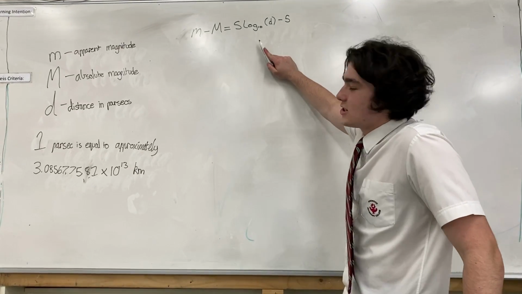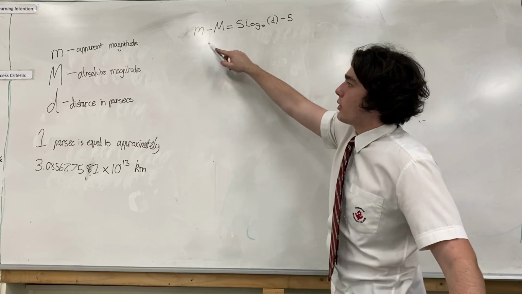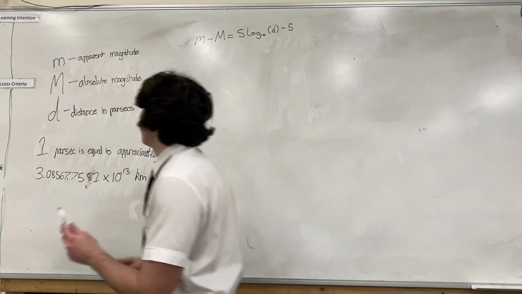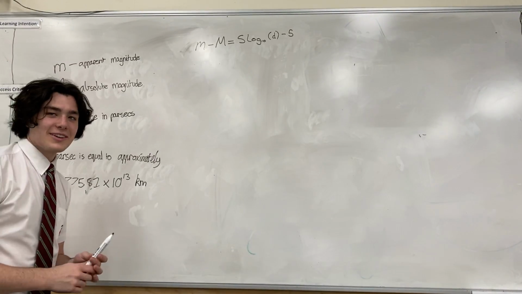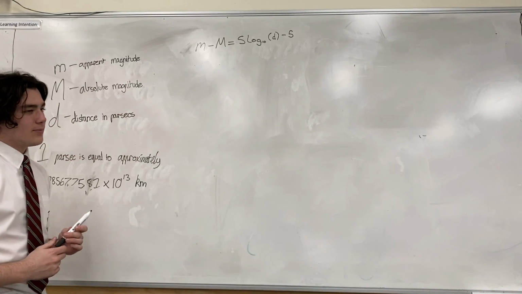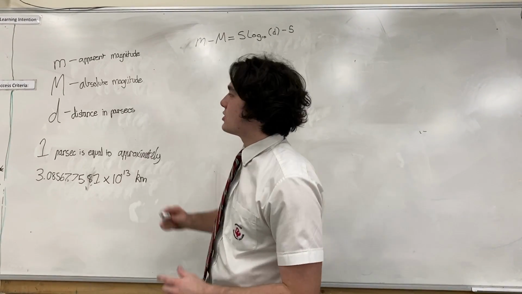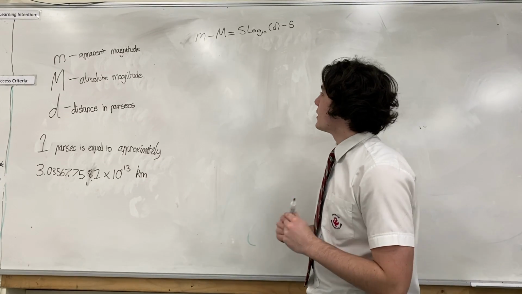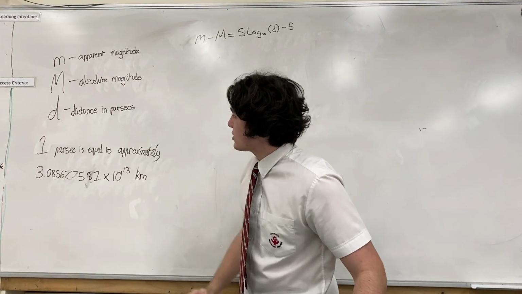So this is an equation we often use to calculate the distance of far off objects. The variables we're going to be using are a small m, which is the apparent magnitude. Magnitude means the brightness that we see it. So apparent magnitude pretty much means the brightness as we see it from Earth. And then that'll be subtracted by big M, which is absolute magnitude.